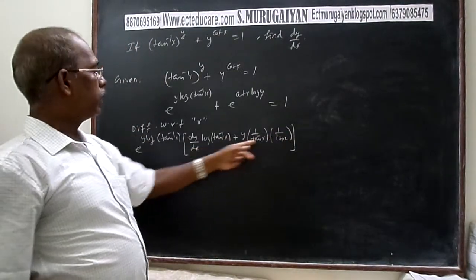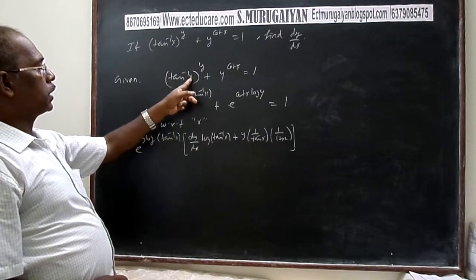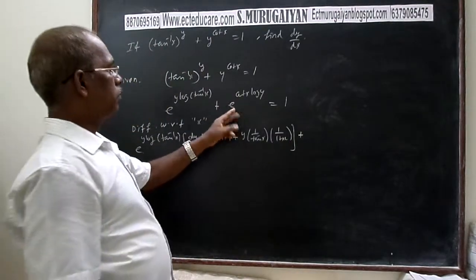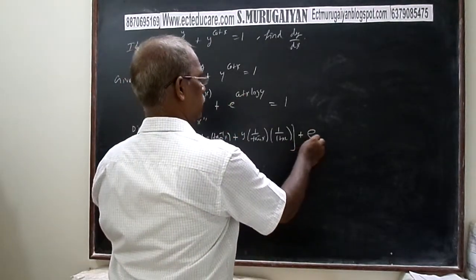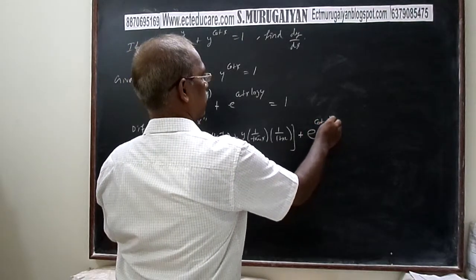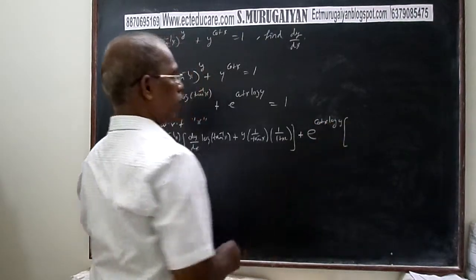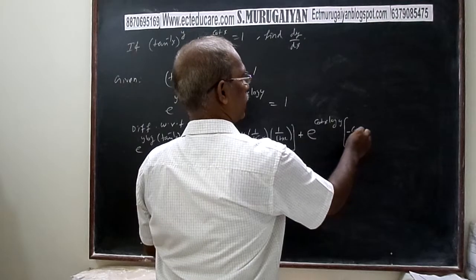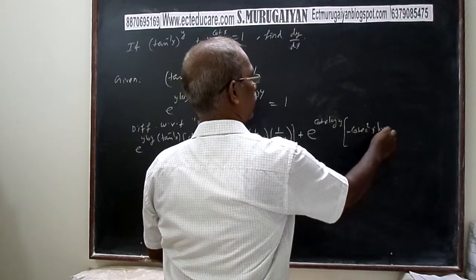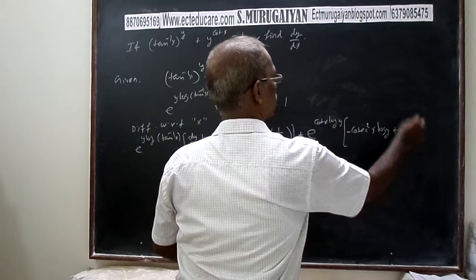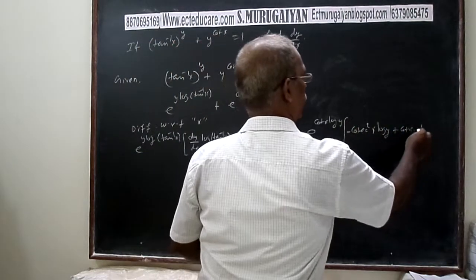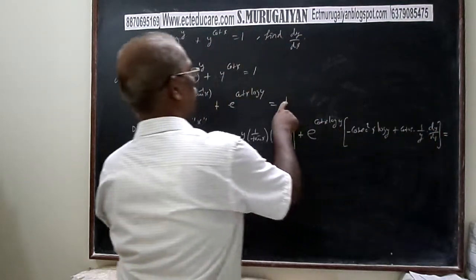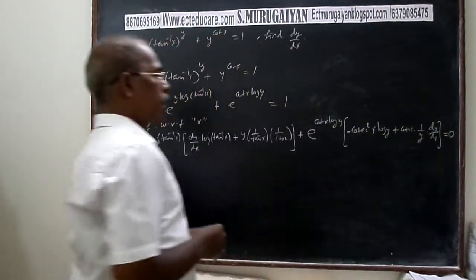So the entire thing is the derivative of the first term, (tan inverse x) whole power y, plus the derivative of the second term: first the exponential function itself, e power cot x log y. Then apply the product rule between these two factors: the derivative of cot x is minus cosecant square x, into log y, plus cot x times the derivative of log y, which is 1 by y, and then dy by dx. The derivative of 1, a constant, is 0.